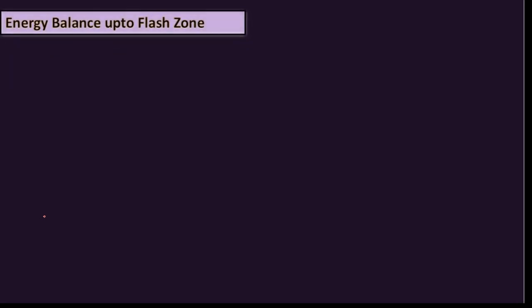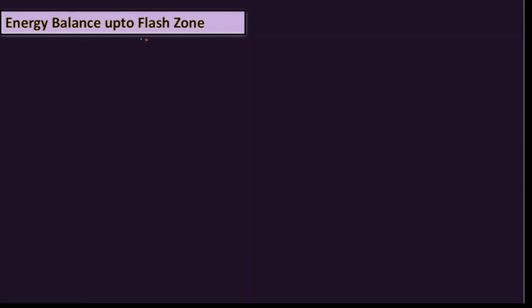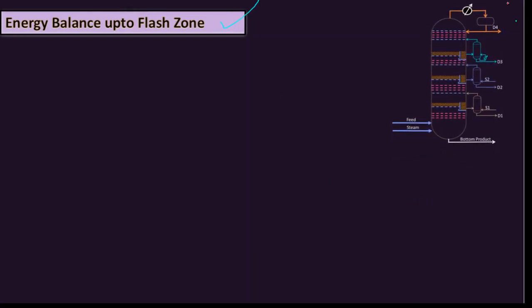Now we are going to do the energy balance for the U type, as we have discussed. Our first target is to define the envelope, the area, the zone. That is the bottom zone, which we call the flash zone. So this is our first step, where we carry out the energy balance up to the flash zone, or at the flash zone. As in the diagram, this is the flash zone, so we first define the system. The system is now defined here, that is the flash zone.